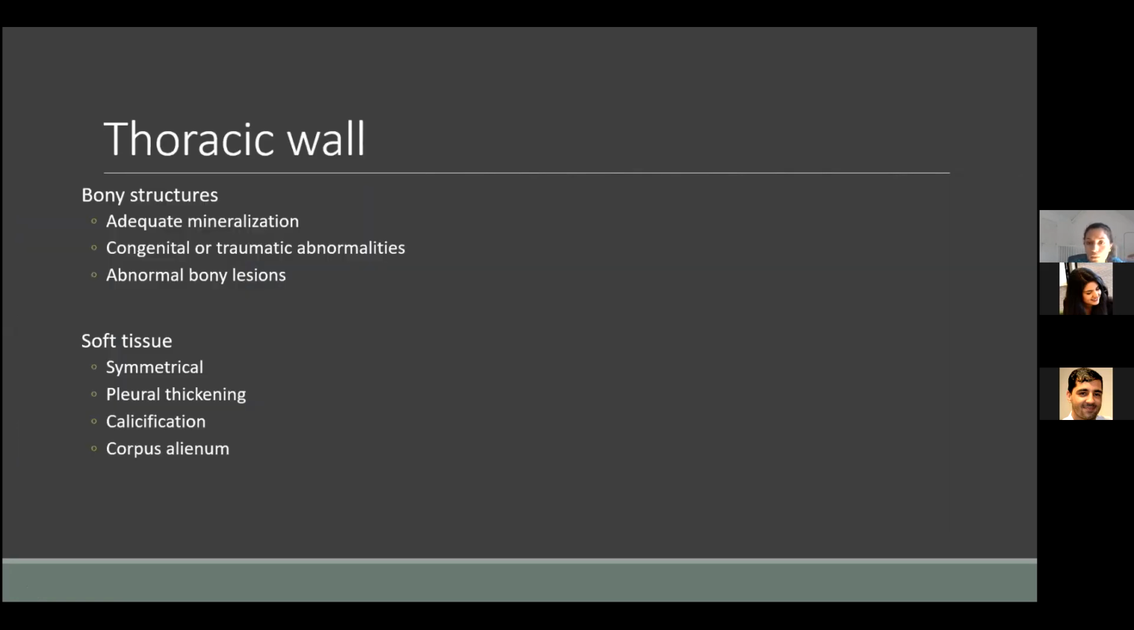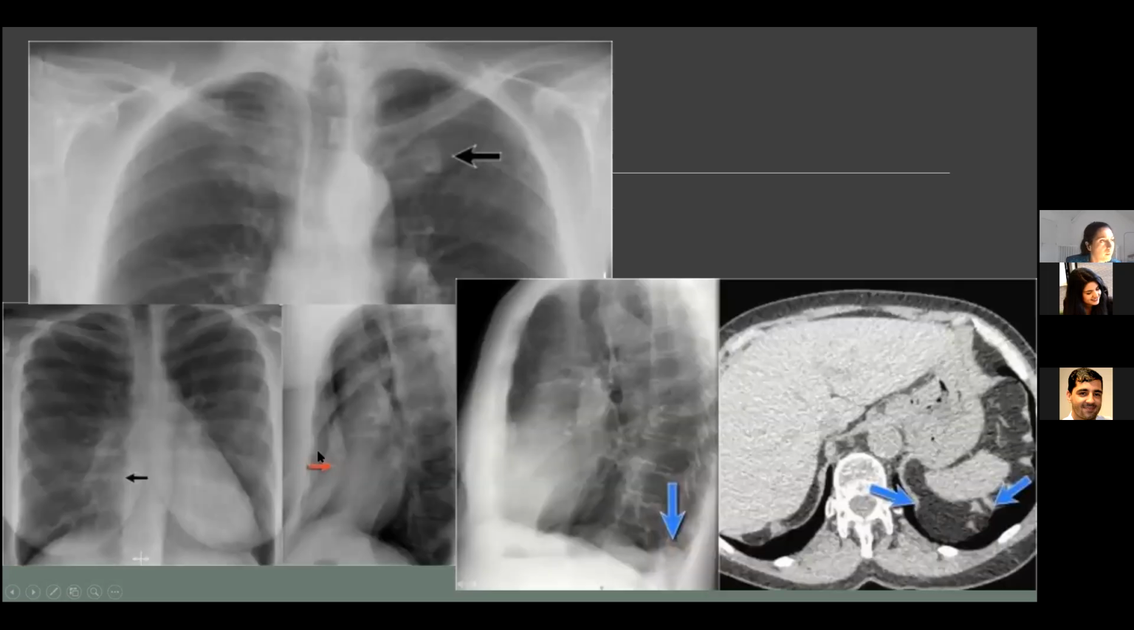So we now arrived at the thoracic wall, meaning assessment of the bony structures for mineralization, congenital or traumatic abnormalities of the bony structures, but also abnormal bony lesions. And you also have to look at soft tissue always. Look for symmetry, look for pleural thickening, calcification, of course, and foreign bodies, if you see any.